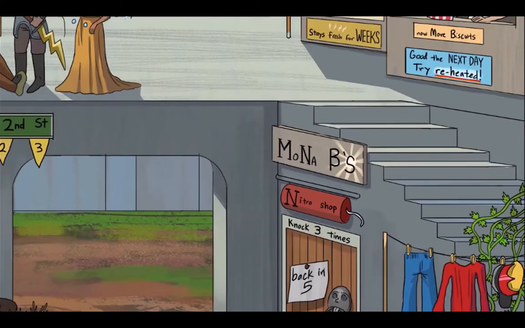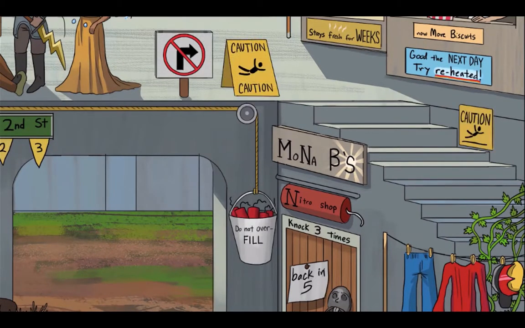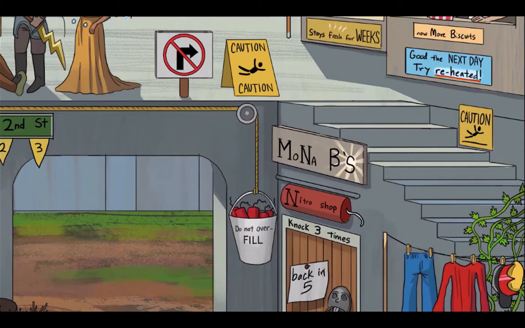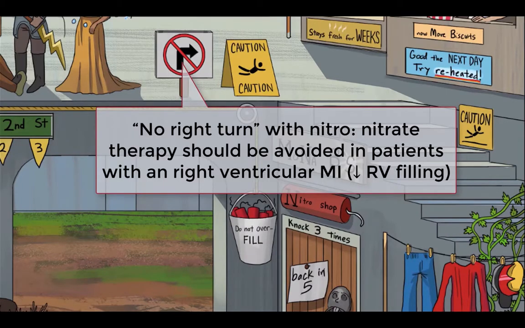Whoa! Keep in mind the important contraindications to nitrate therapy as highlighted by the signs above the nitro shop. That fainting guy should remind you to not use nitro in patients who are already hypotensive. Also, nitro should be avoided in patients with right ventricular MI. Patients with right ventricular failure need all the preload they can get. Venous dilation and reduced venous return is not going to help.